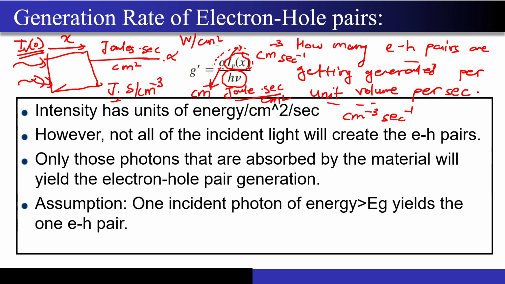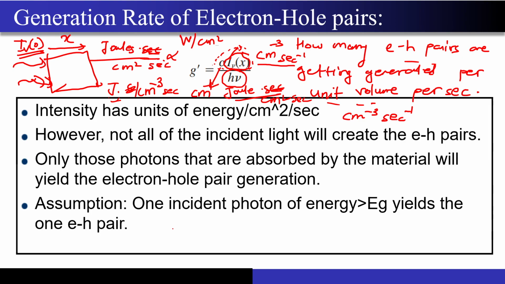By the way, this second is not over here. I'm really sorry. This second should be in the denominator over here. This is not in the numerator. Yeah, right. So what you will get now is per centimeter cube per second, right? So that's how we got this generation rate, right? How many electron hole pairs are getting generated per unit volume and per unit second, right?